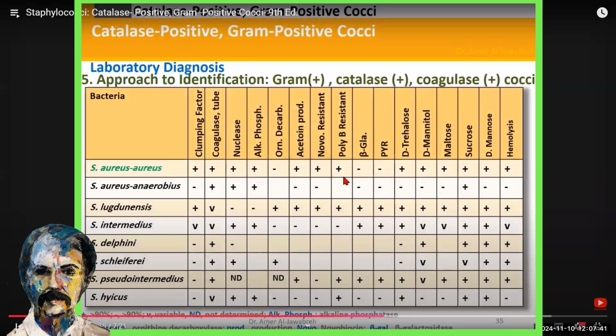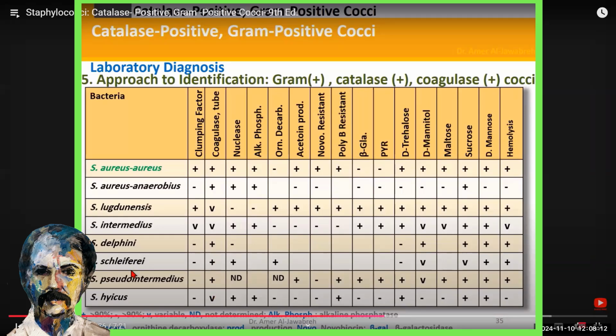The same here. Clumping factor and coagulase test. Coagulase test. Which bacteria gives coagulase positive? Staph aureus. There are others, but we are not interested in them. Staph aureus here. If you see Staph aureus, and that's all. We don't want you to have the others. No, just Staph aureus. Then intermedius, see? Variable. Hyicus, variable. This is the one we are interested in.